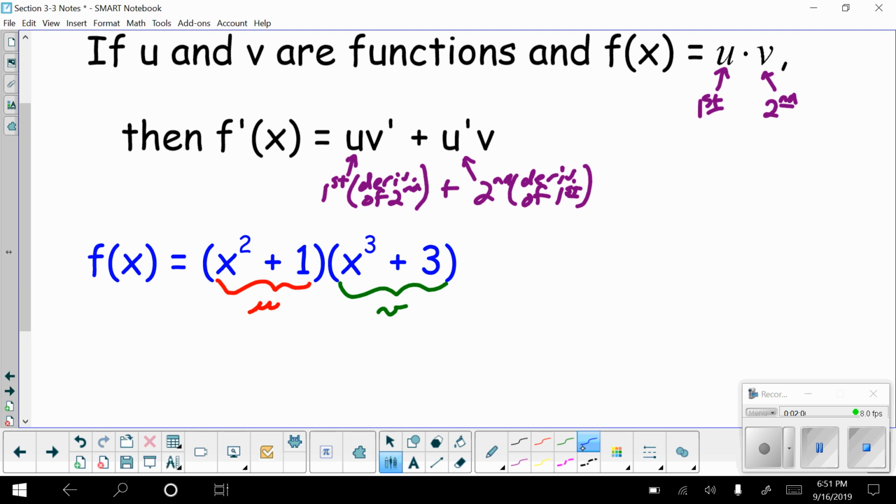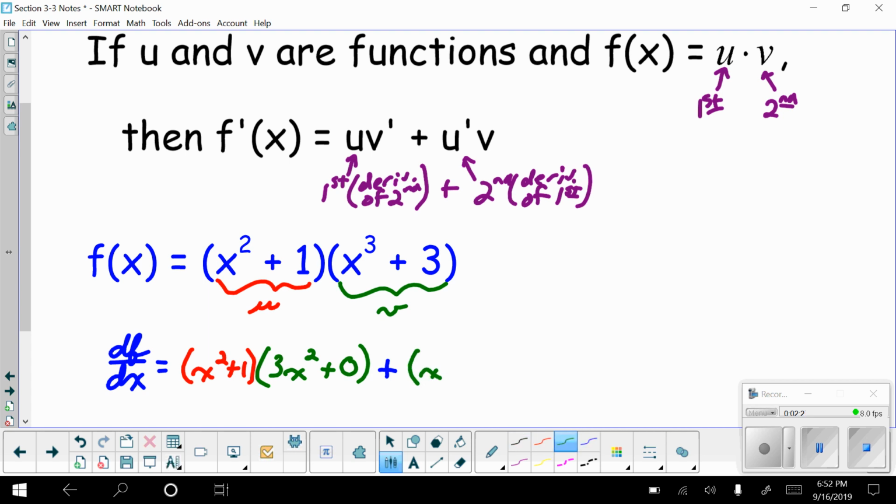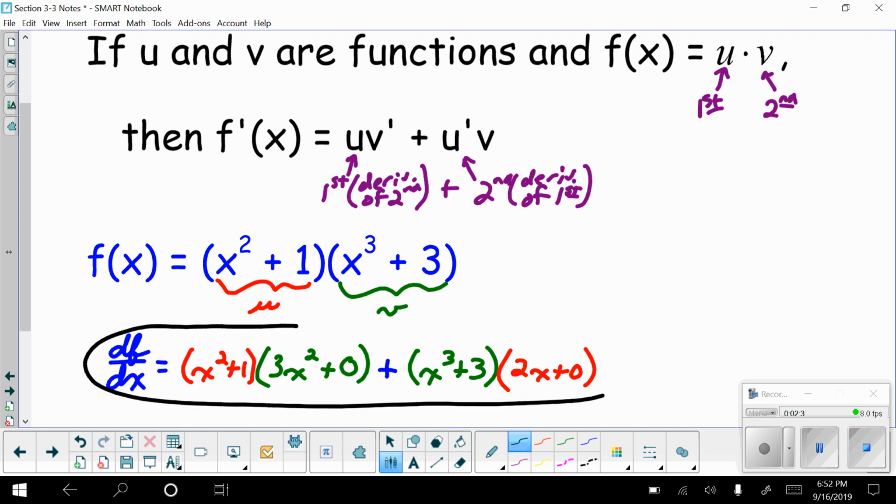So if I wanted to find the derivative of f here, because I'm multiplying two different functions, I have to use product rule. So I would need first times the derivative of the second, which would be power rule on the x cubed, and derivative of 3 is 0, plus second times the derivative of the first, and this would be my derivative.